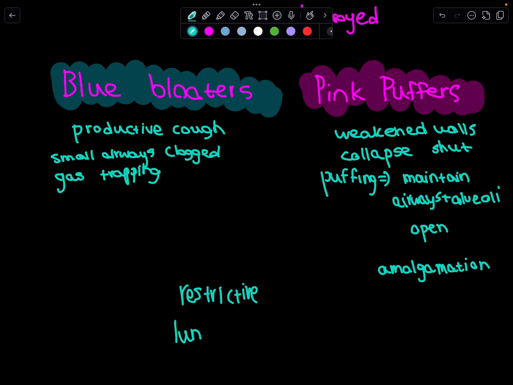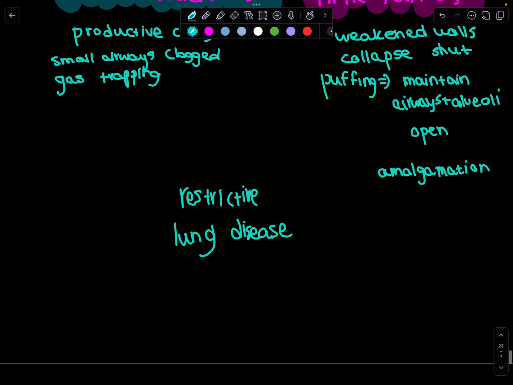Not quite. Let's clarify restrictive lung disease. Restrictive lung diseases limit lung expansion, making it hard to inhale enough air, not exhale. Unlike obstructive diseases like emphysema, where air is trapped due to airway collapse, restrictive issues come from stiff lungs or chest wall. Examples: kyphoscoliosis, spine curvature restricts chest movement, or interstitial lung disease, lung tissue scarring.